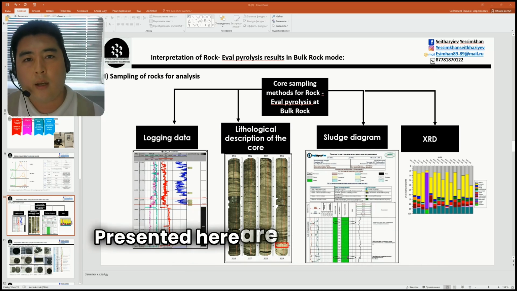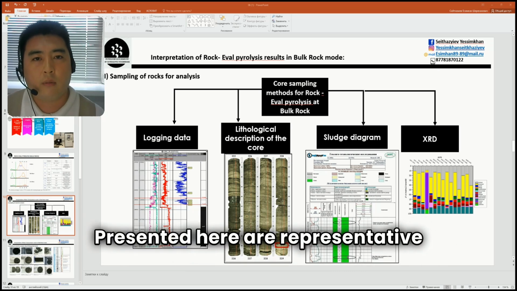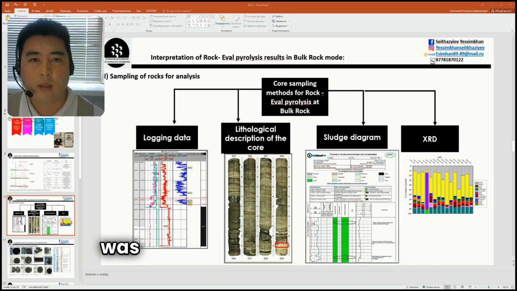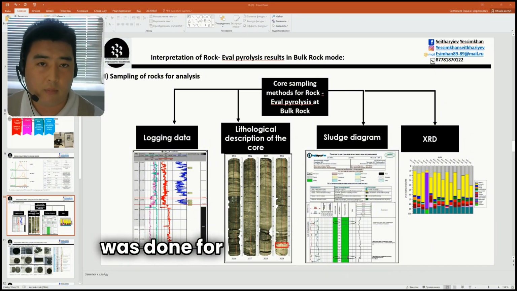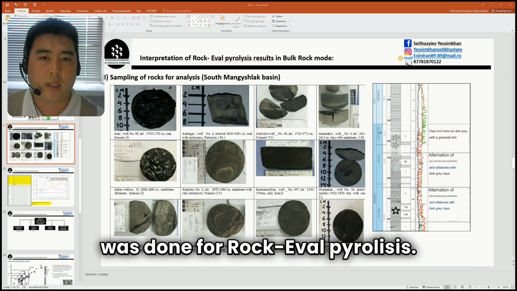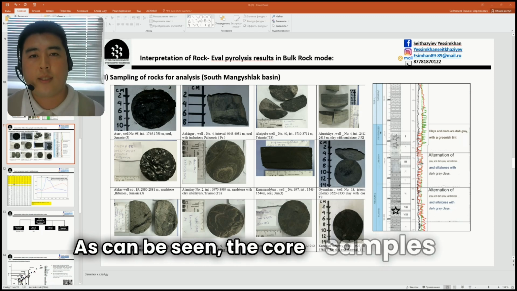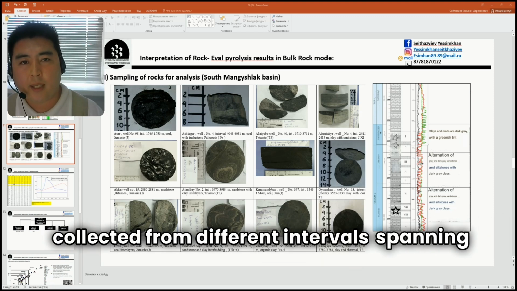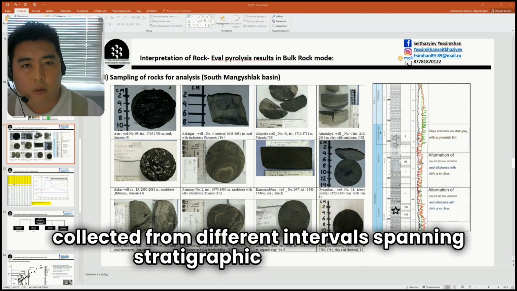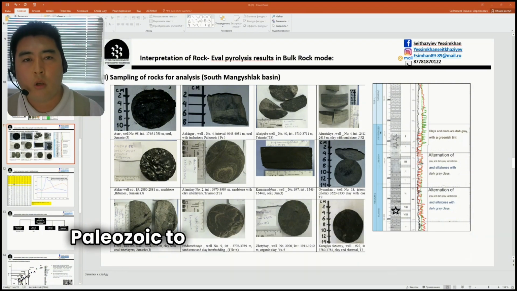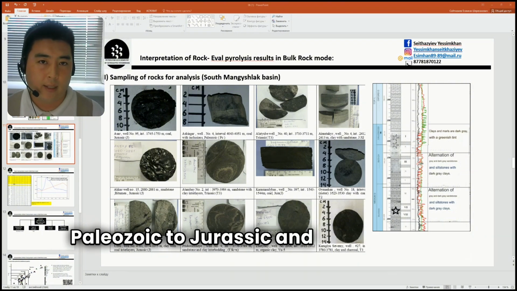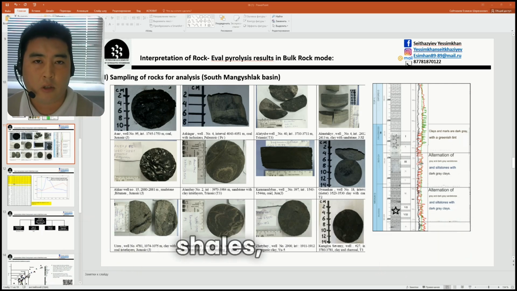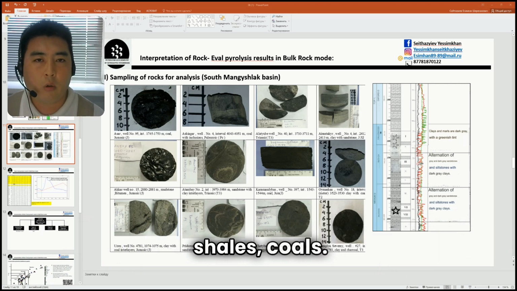Presented here are representative samples from each field that was done for this Rock-Eval pyrolysis, as can be seen. The core samples were collected from different intervals spanning stratigraphic ranges from Paleozoic to Jurassic, and with different lithologies: carbonates, shales, coals.